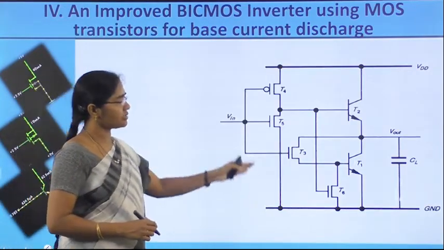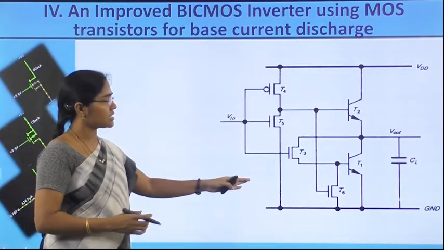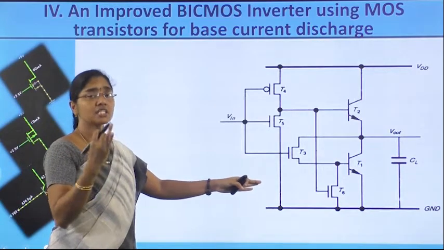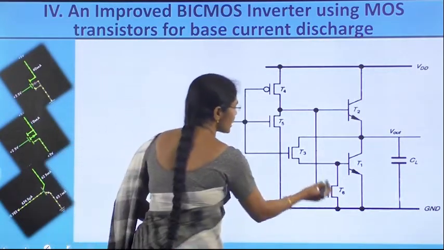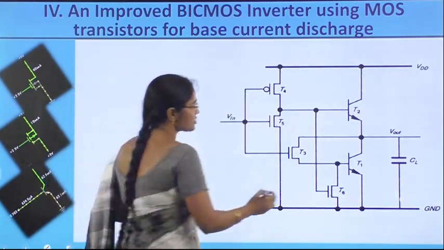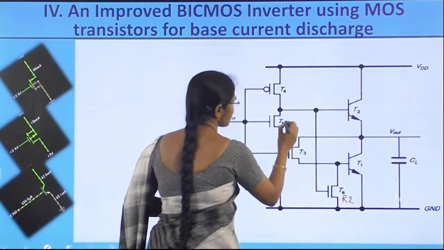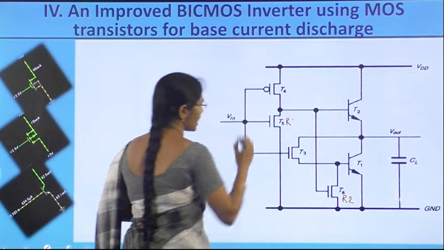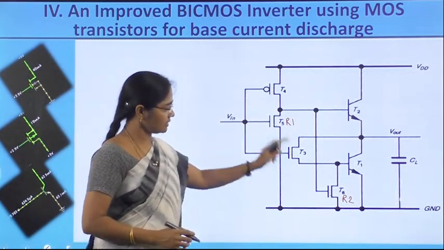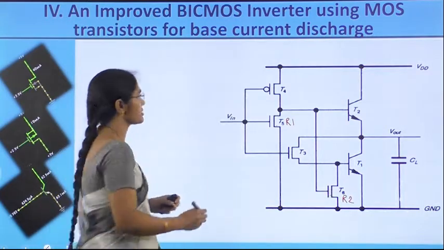See, this is the circuit of the improved version over the third circuit. Here, the static path exists, and base discharge exists. The only change is that the resistors are replaced with NMOS transistors. This is the R2 resistor and this is the R1 resistor. R1 in the previous circuit is replaced with T5 and R2 in the previous circuit is replaced with T6.